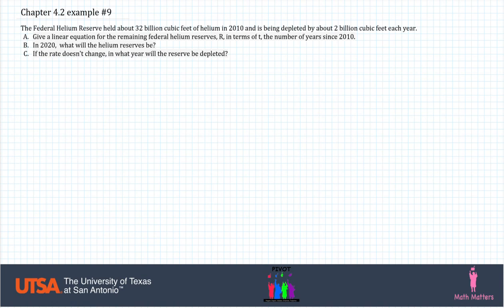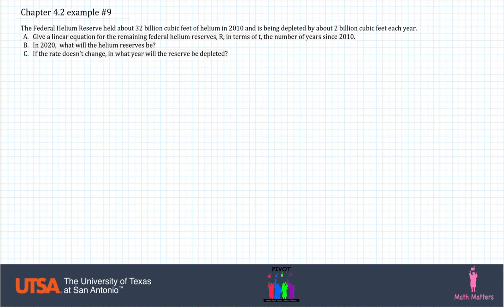Example 9 from chapter 4.2 says, the Federal Helium Reserve held about 32 billion cubic feet of helium in 2010 and is being depleted by about 2 billion cubic feet each year. Part A asks, give a linear equation for the remaining federal helium reserves R in terms of T, the number of years since 2010. And then part B says in 2020, what will the helium reserves be? And part C asks, if the rate doesn't change, in what year will the reserve be depleted?